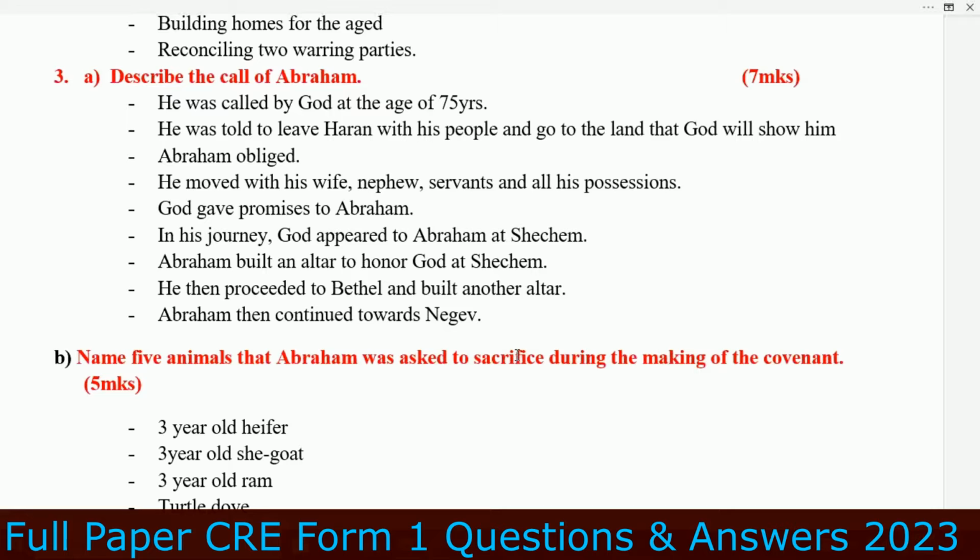He was told to leave Haran with his people and go to the land that God will show him. Abraham obliged. Next, he moved with his wife, nephew, servants, and all his servants. Next, God gave promises to Abraham. Next, in his journey, God appeared to Abraham at Shechem. Abraham built an altar to honor God at Shechem. Next, he then proceeded to Bethel and built another altar. Next, Abraham then continued towards Negev.